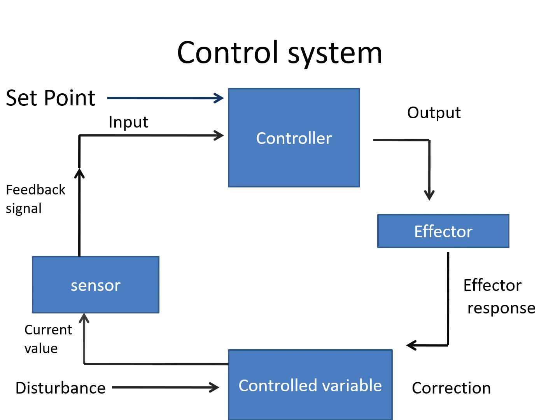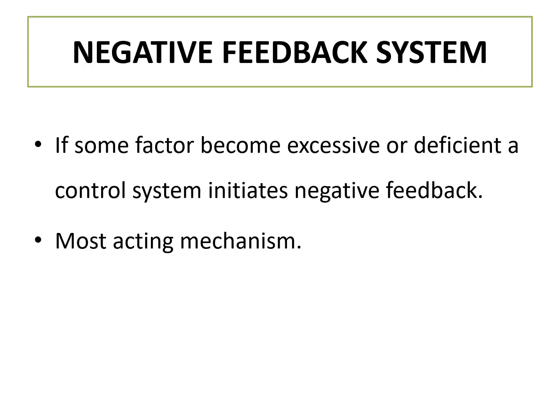Before going into the feedback mechanisms, we should know the control system. Here we have a controlled variable. If there is any disturbance in the controlled variable, for example, factors like pH, blood pressure, or any hormonal level, this disturbance will be sensed and the feedback signal will go to the controller. The output will reach the effector organ and the correction will be done in the controlled variable. So this is the control system.